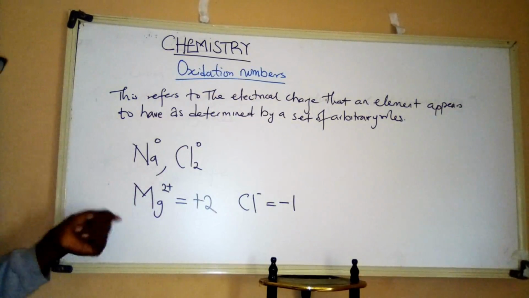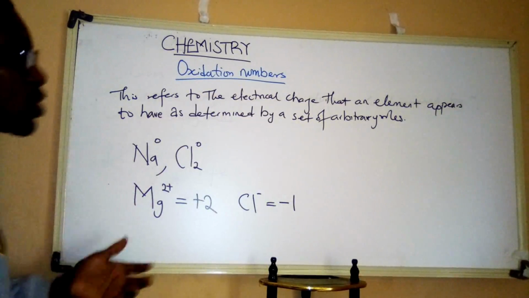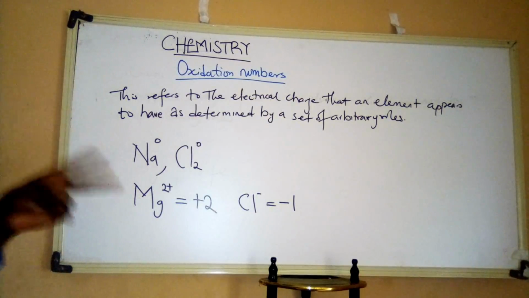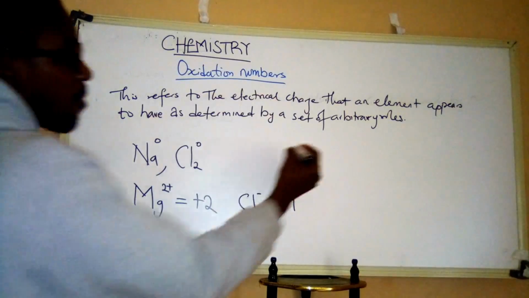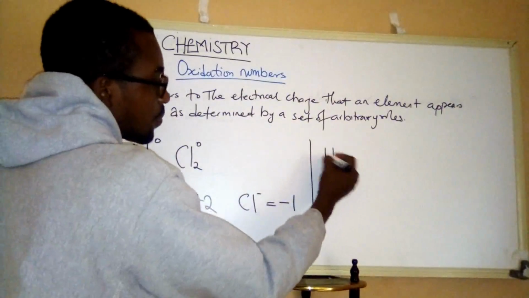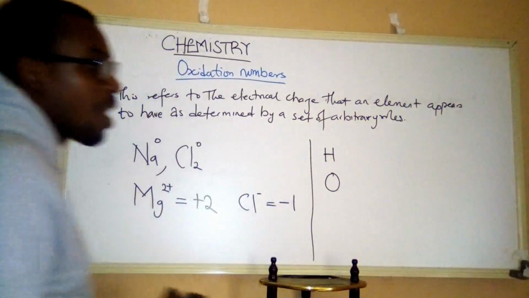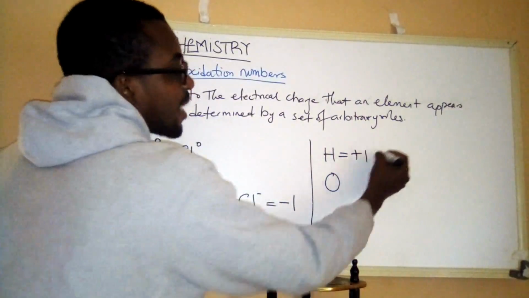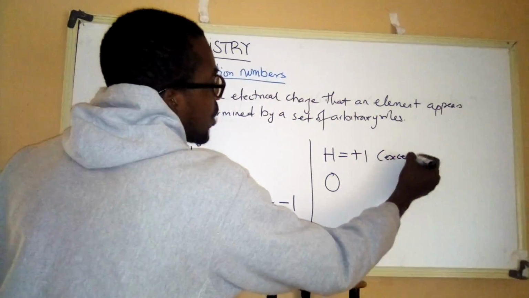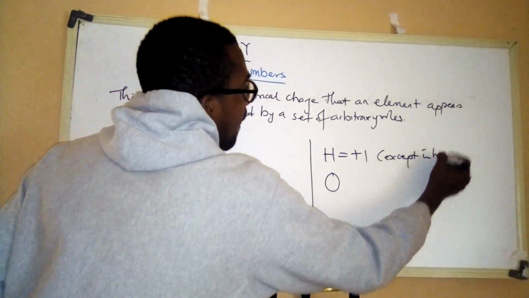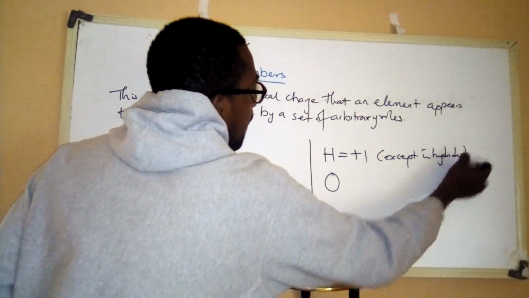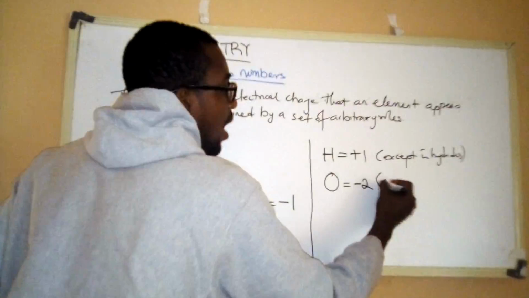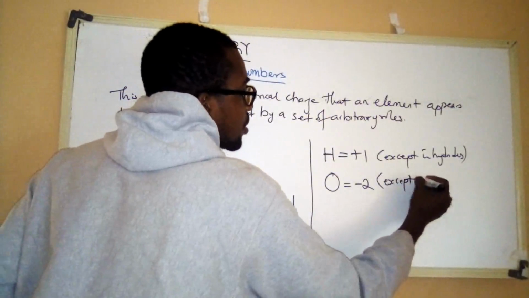Now, the next thing you need to know is that there are standard oxidation numbers for two main elements, and that's for hydrogen and oxygen. Hydrogen always exhibits oxidation number +1, except in hydrides, while oxygen exhibits oxidation number -2, except in what? In peroxides.